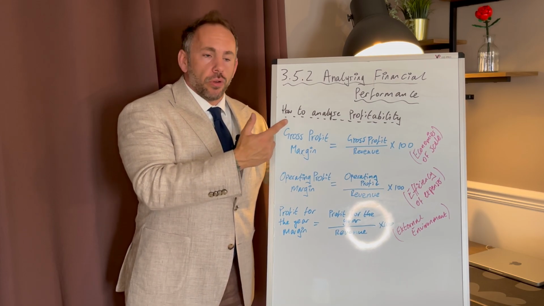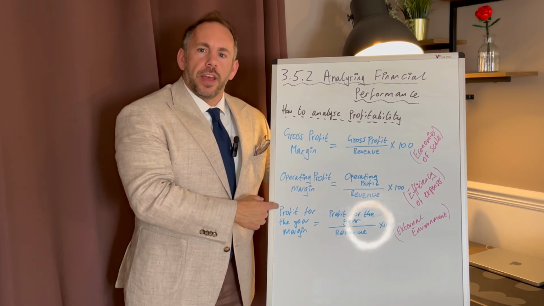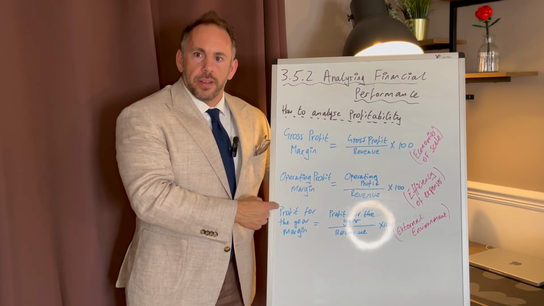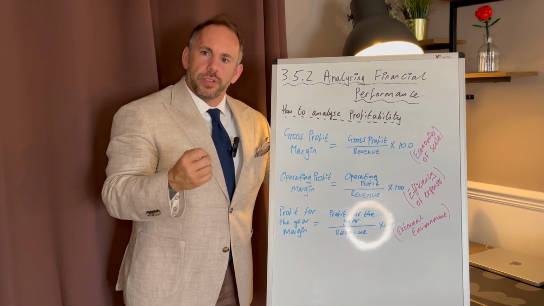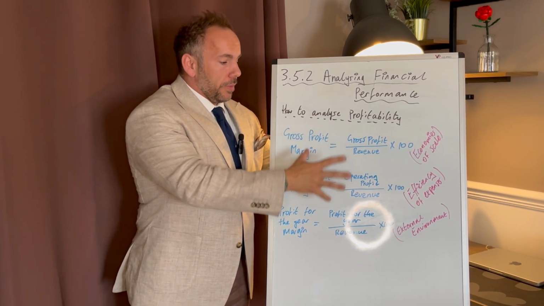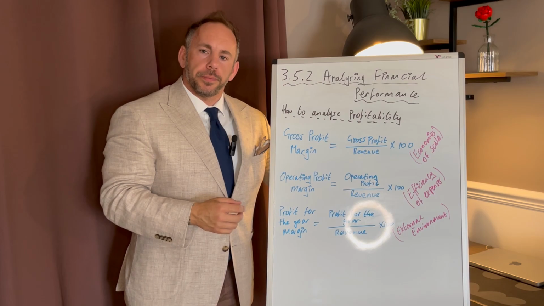Okay, so let's say again, your gross profit margin is say 90% and then your operating profit margin is 5%. Does that make sense? Is that correct in the context of that business? That's far more important than the actual calculation itself.